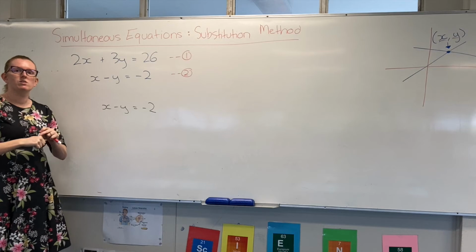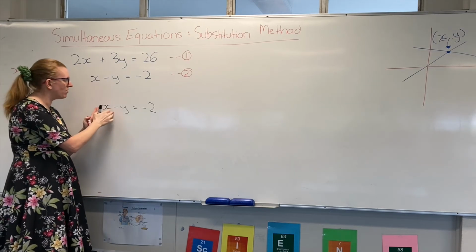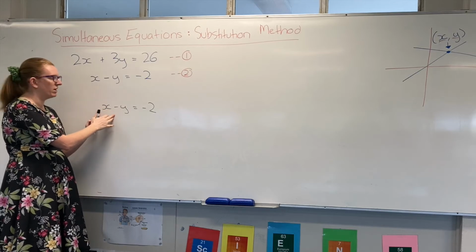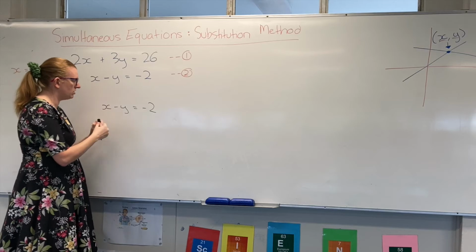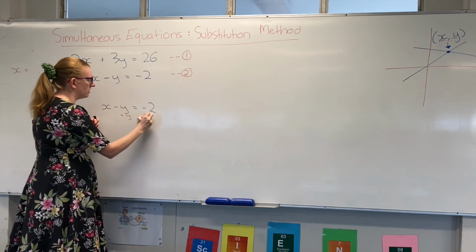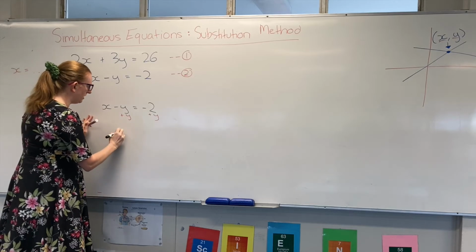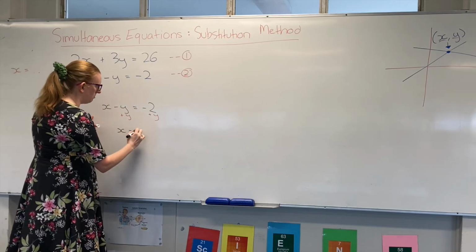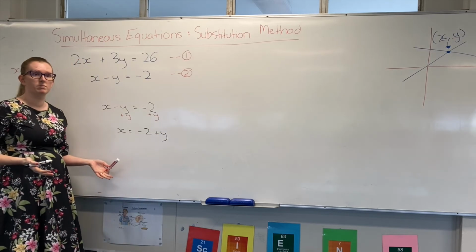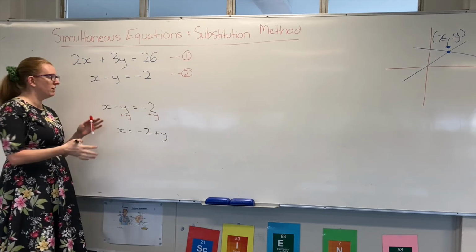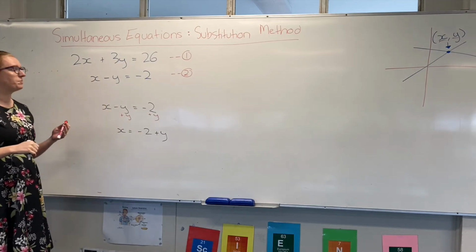So my goal is to get x on its own. Okay, so I want to get rid of everything that's not x. So how do I get rid of minus y? Well, I need to add y to both sides. So I've got x is equal to minus 2 plus y. Pretty simple, okay? Not hard. You just move everything away that's not that particular letter.